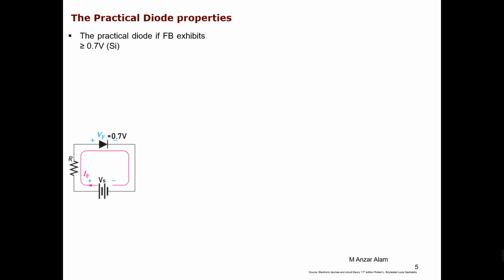The practical diode properties: the practical diode, if forward biased, exhibits a voltage that can be greater than or equal to 0.7 volt. When it is forward biased, we can say that it has 0.7 or greater than 0.7, and we can draw its equivalent circuit. This diode can be replaced as a barrier voltage, so the supply should be capable of overcoming this barrier voltage. So this can be 0.7 or more than 0.7.